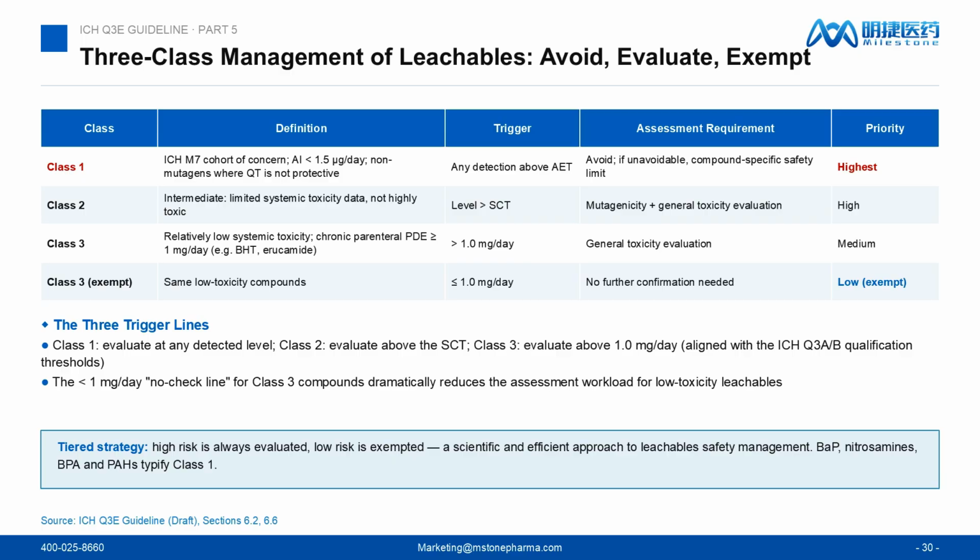Step back and admire the architecture. 3 trigger lines: any detection for Class 1, the SCT for Class 2, 1 mg per day for Class 3. This triage is what makes the whole system scalable. Without it, you'd face the impossible task of full toxicological assessments for every one of the hundreds of compounds in a typical extractables profile. With it, your effort concentrates exactly where the danger is. That 1 mg exemption line alone will save your team enormous work. Most compounds in a typical profile are Class 3.